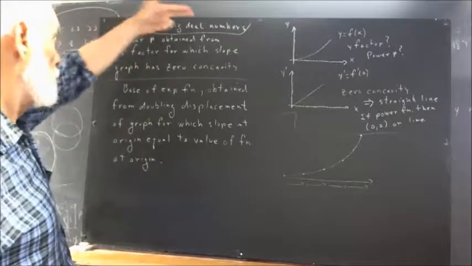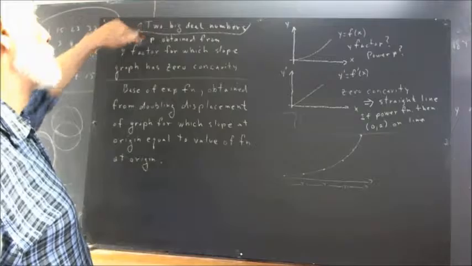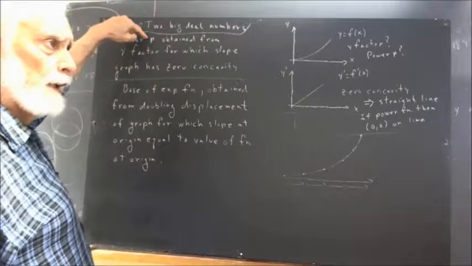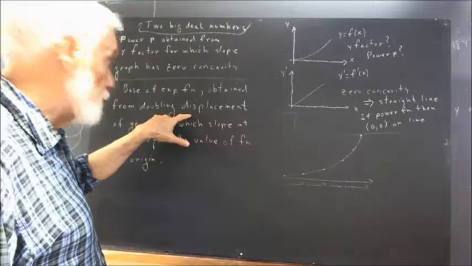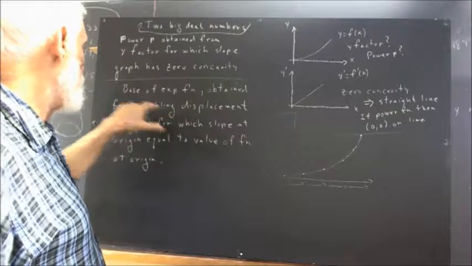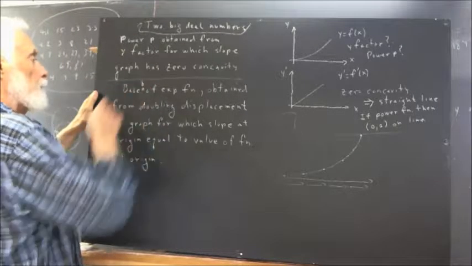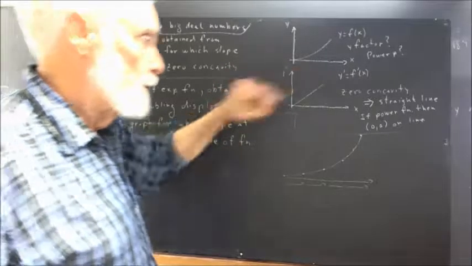Now, I'm going to modify that slightly to say really what we want is the power p that's obtained from that y factor. Once we find the y factor, we can easily find the power p. And similarly, once we find this doubling displacement, we can easily find the base b. So maybe I ought to write b for the base of the exponential function. Okay, let's look at what this means.